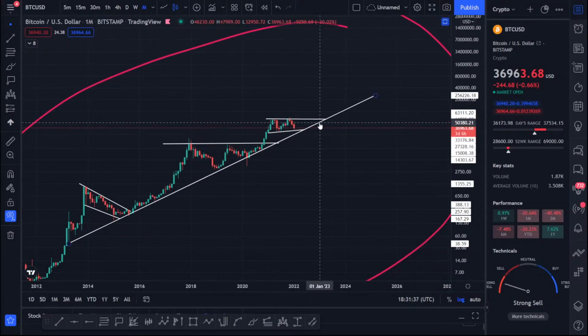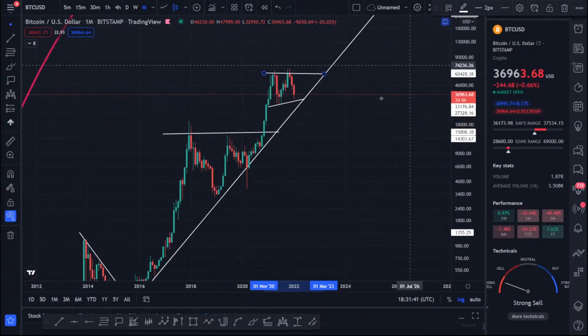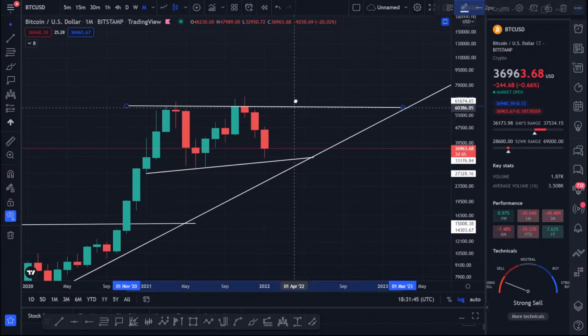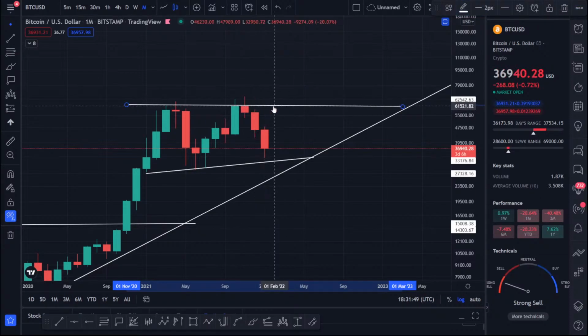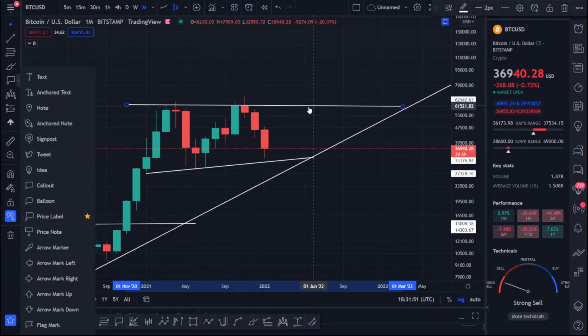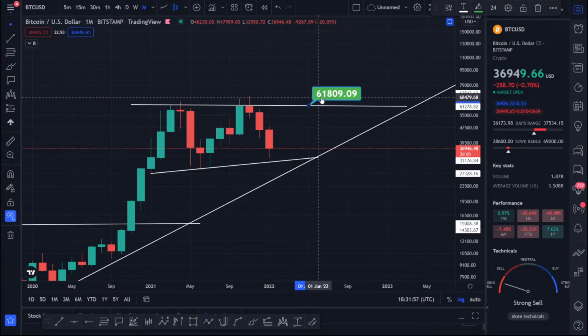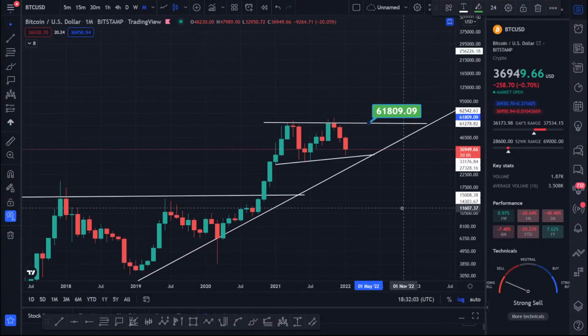Either that, or it breaks resistance right over here and closes a monthly candle above this range. Now I'm not completely exact, this is just analyzing. About 61,000, 62,000. You close a monthly candle above this, trust me, fireworks will come.